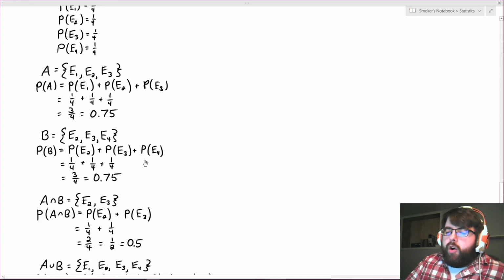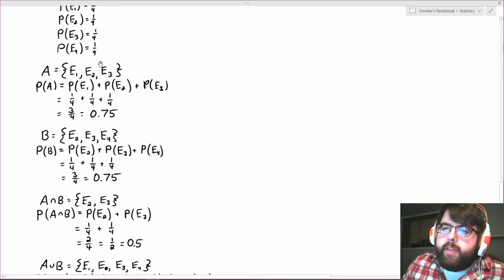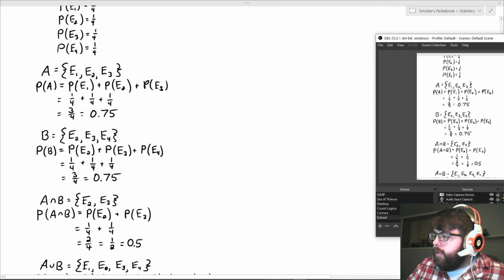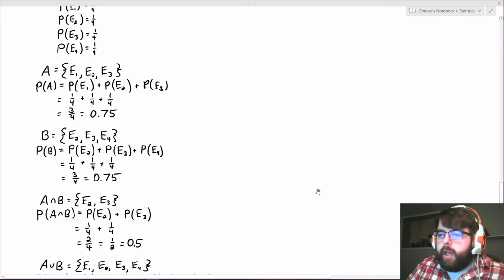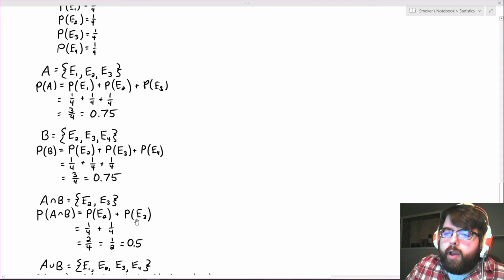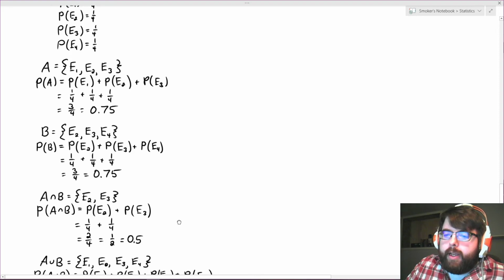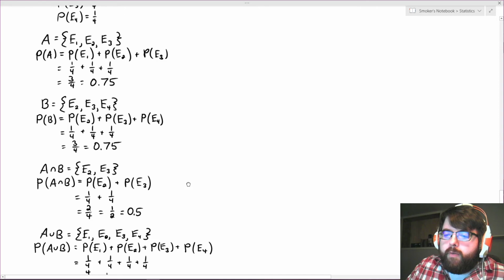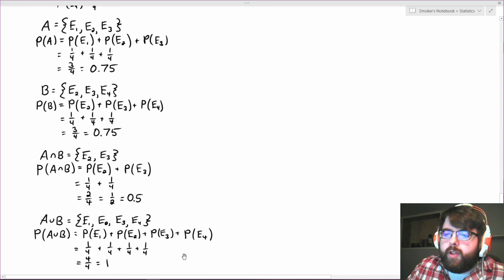The union would be all events because it's everything in A and everything in B, and anything they share also. But we're only counting everything they share once. You don't want to put E2 twice, or E3 twice, because that's still only one event. So it's actually going to be 100%. We're going to have 1/4 four times, and it'll be 100%.